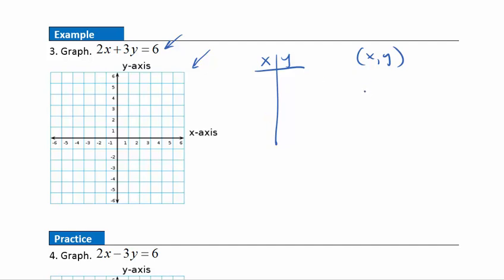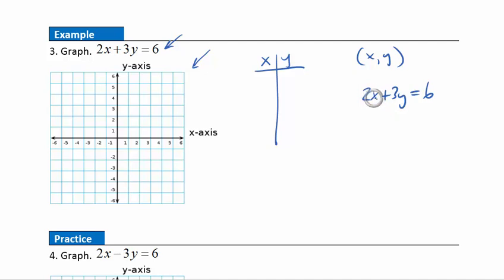So here is our equation: 2x plus 3y equals 6. All I want to do is find values for x and y that will make this equation a true statement. The other thing I want to do is make sure I stay on my graph. I don't want to have any points like 25 or anything like that, because notice the range of my graph goes from -6 to 6 in both directions. So I've got to stay on my graph here.